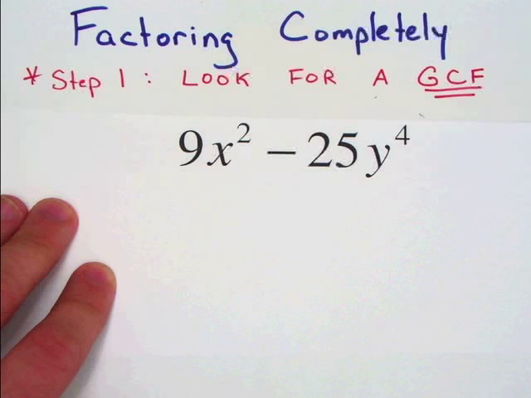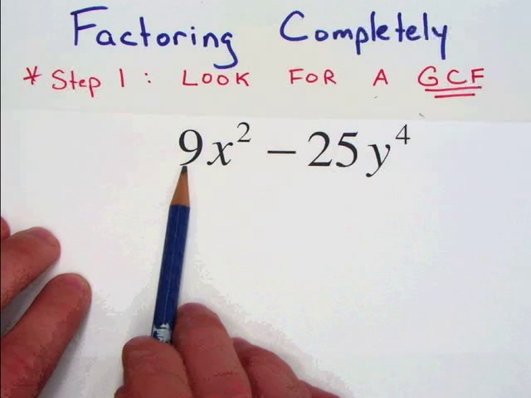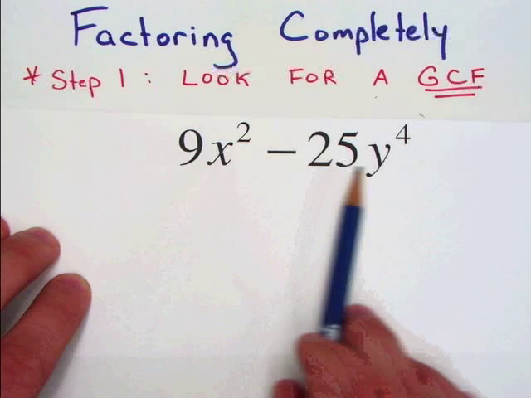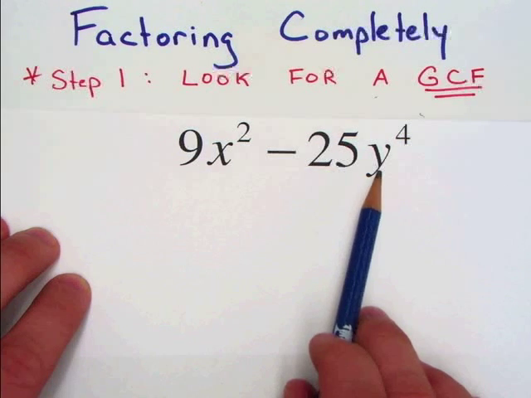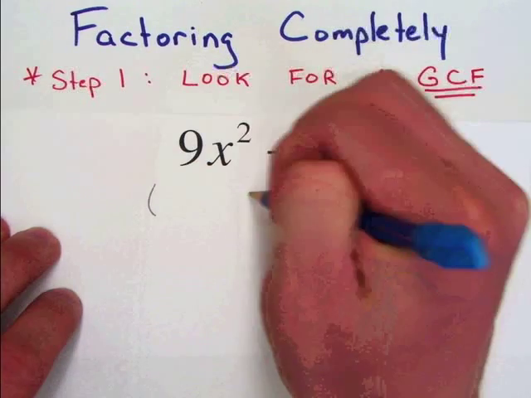In the next example, we again examine for a greatest common factor. There is no greatest common factor between 9 and 25, and since we are working with different variables, there is no greatest common factor between our variables. At first glance, it may look like we cannot factor this polynomial. However, if we notice, 9 is a perfect square, x squared is a perfect square, 25 is a perfect square, and y to the 4th is a perfect square. I can factor this polynomial as a product of two binomials.